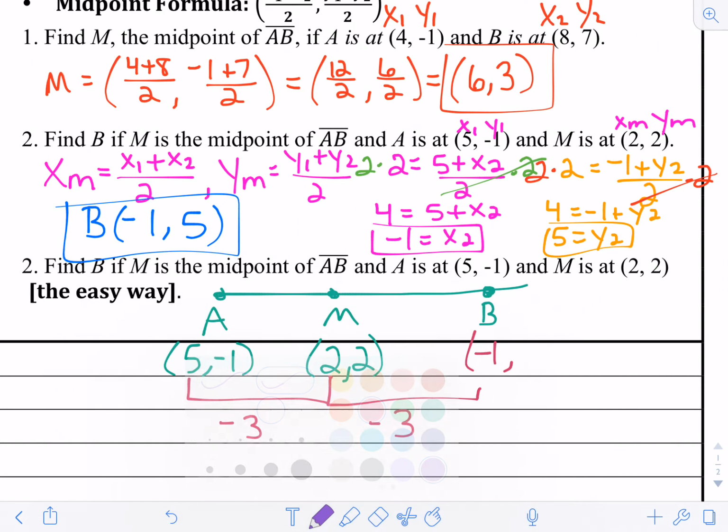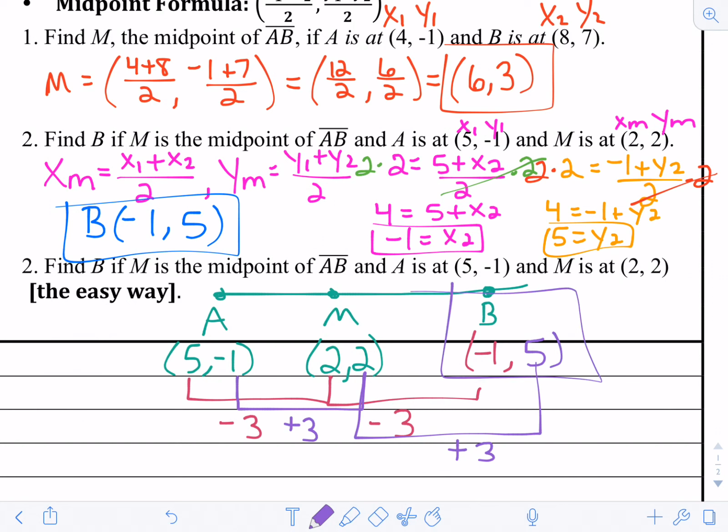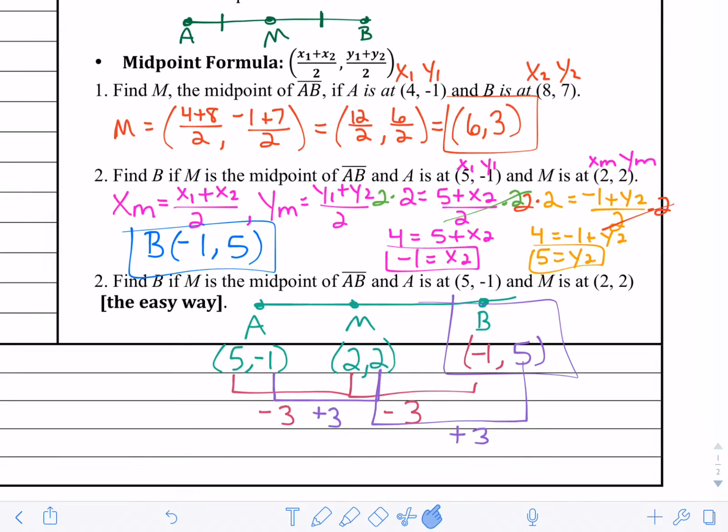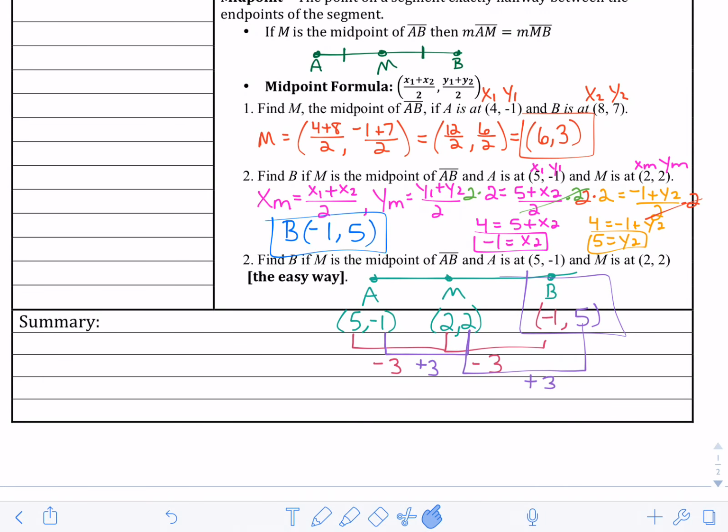Now I have to figure out my y values. From negative 1 to positive 2, you have to add 3. So going from 2 to this point over here, I have to add 3. Well, what's 2 plus 3? 5. Boom, there's your answer. The exact same thing we got doing the long way. And yeah, that's it for those notes.